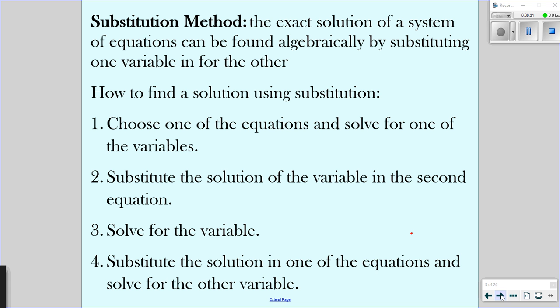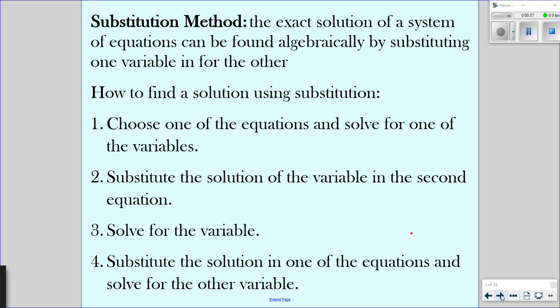And the steps to finding the solution using substitution are: the first is choose one of the equations and solve for one of the variables. And 2, substitute the solution of the variable into the second equation. 3, solve for the variable. And 4, substitute the solution in one of the equations and solve for the other variable.